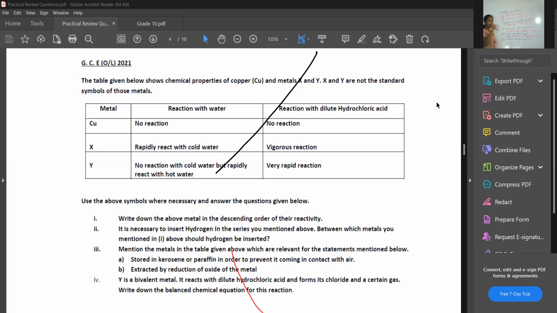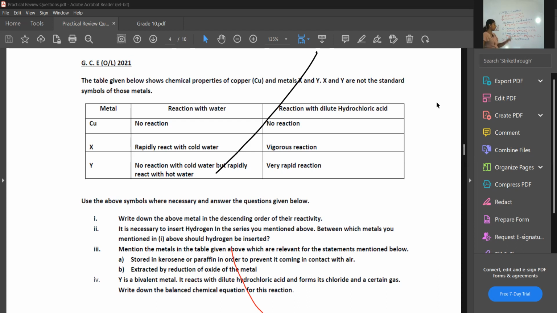For the observations, we cannot say copper deposit at the bottom. We can say brown color powder remains at the bottom. Yes, brown color powder remains or deposits at the bottom. There are two observations: the color of copper sulfate disappears gradually and a brown color powder deposits at the bottom. So, single displacement. Copper is displaced by magnesium.